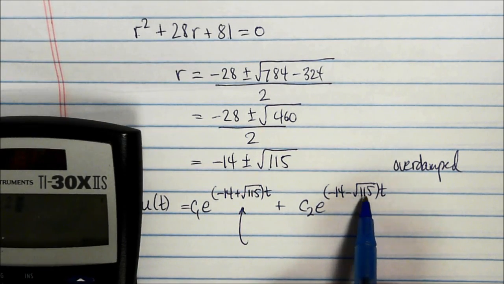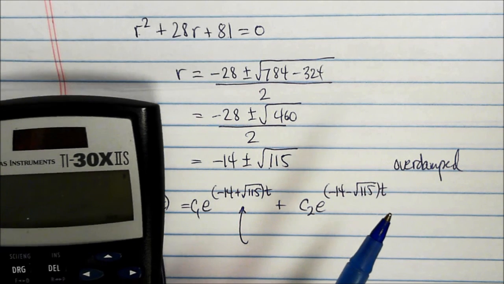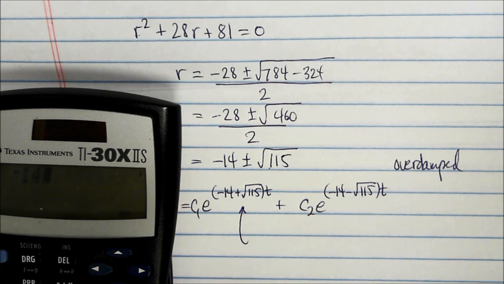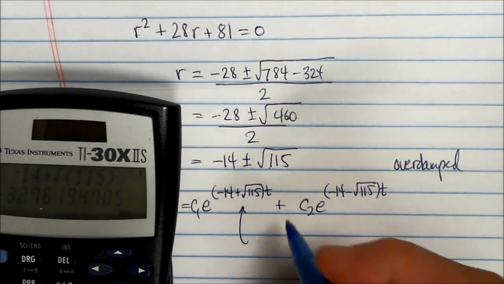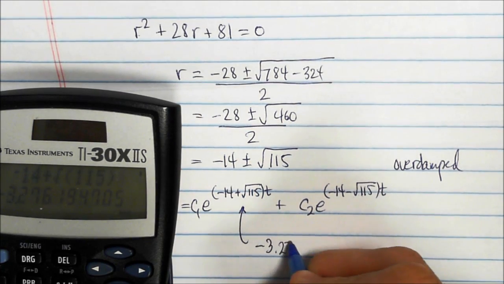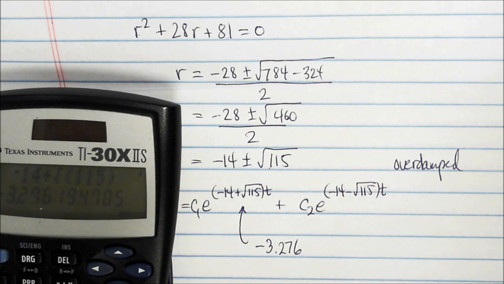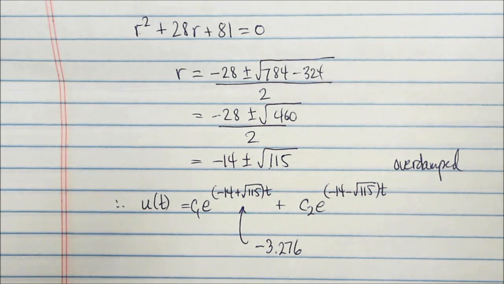So if I compute this on a calculator, I get negative 14 plus the square root of 115, which works out to be negative 3.276. Once again, that's not as negative as negative 9. So the one that decays the fastest is going to be the critically damped case.